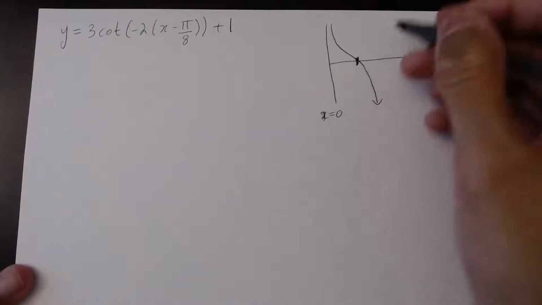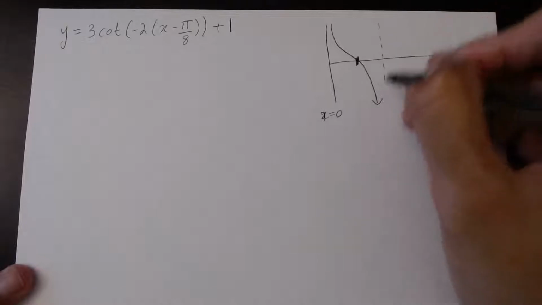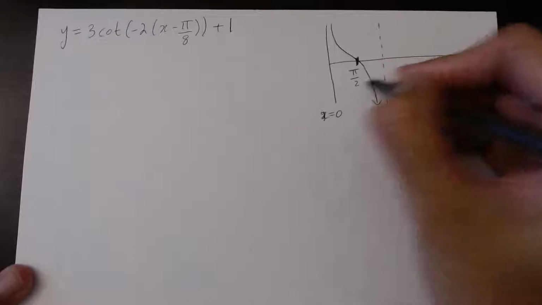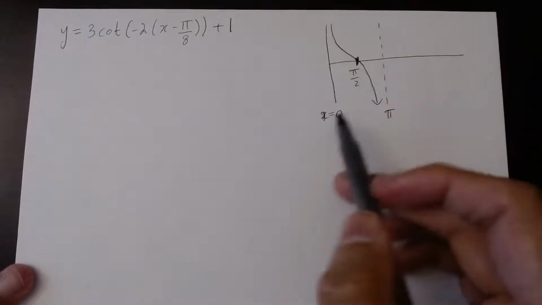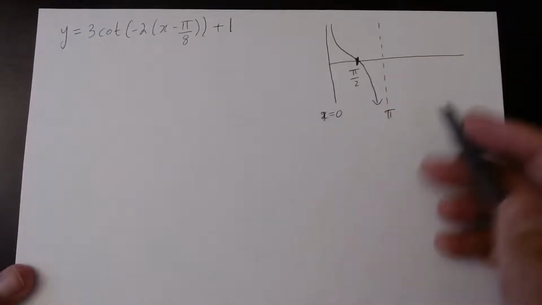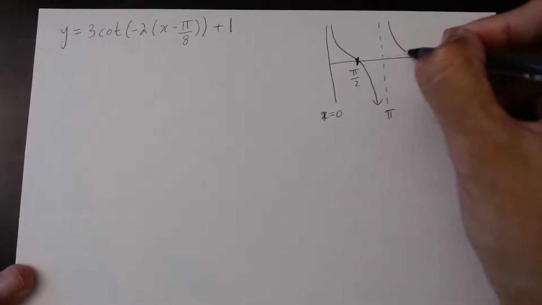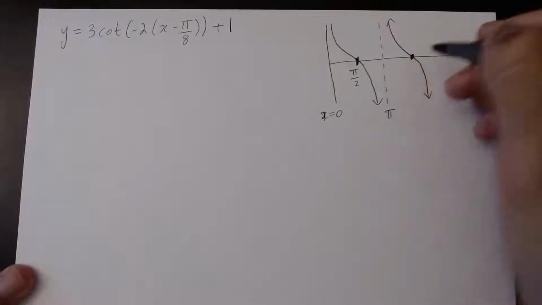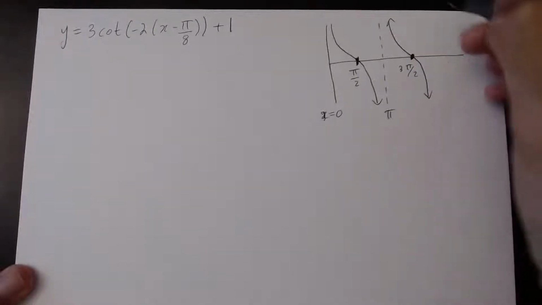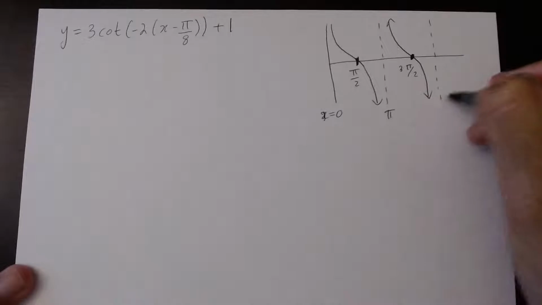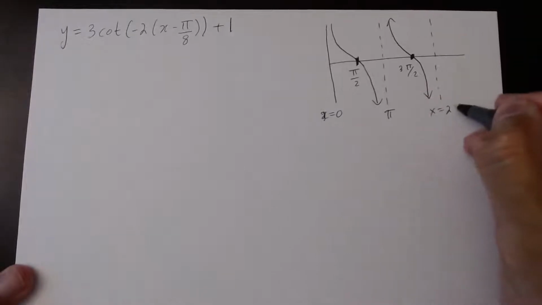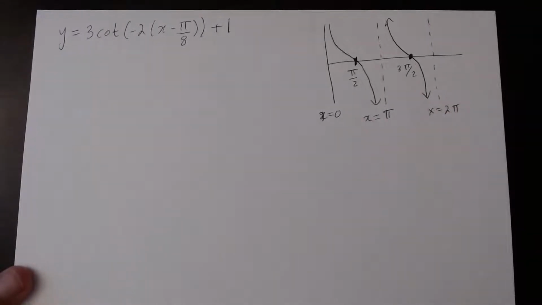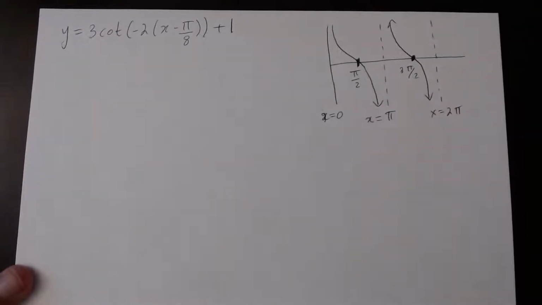This point over here, and then my first asymptote is at pi, which means my zero is at pi over 2. My period of this is just pi. And then if you want to draw a second one, you can draw a second one like this. My next zero here is at 3 pi over 2, and the third asymptote is at x equals 2 pi. So this is a regular cot function.